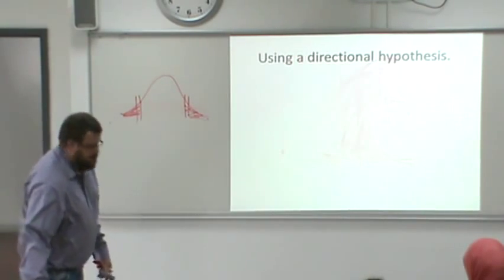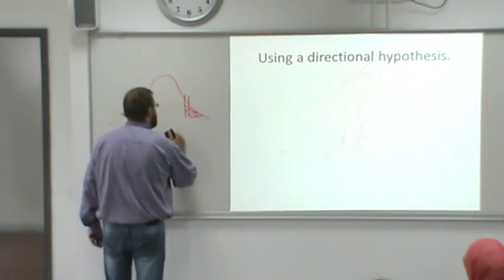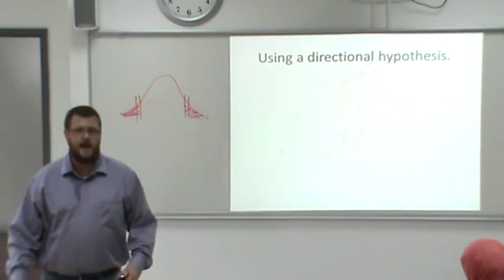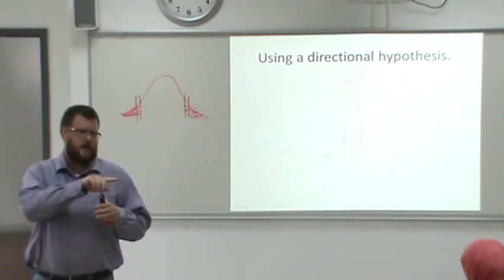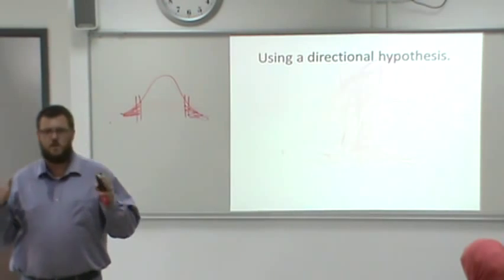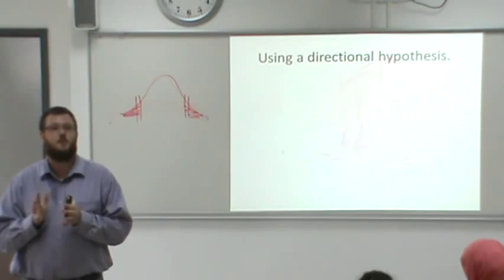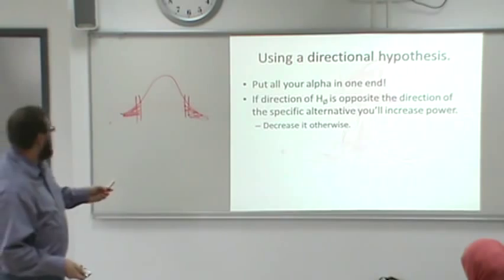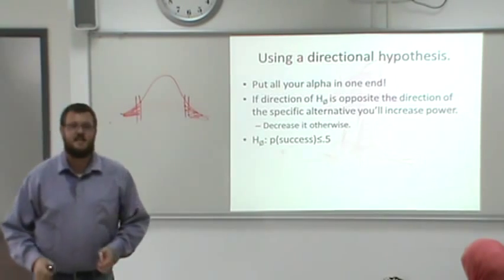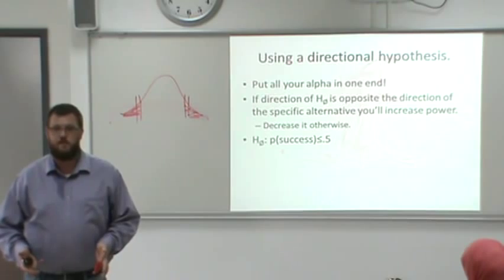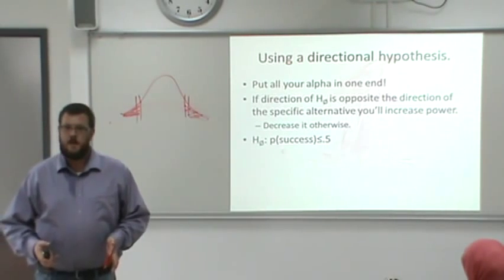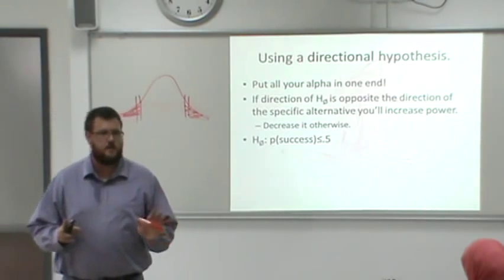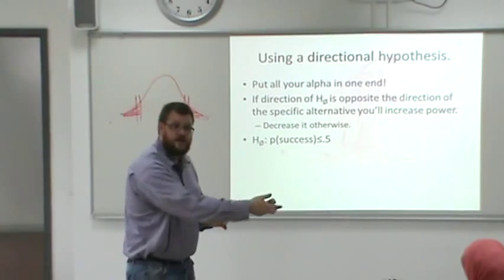Okay, so we just increased alpha. Now let's see what happens if we use a directional hypothesis. Previously we said that our null hypothesis was that the probability of success was equal to 0.5. What if instead we said the probability of success is less than or equal to 0.5? Less than or equal, which side now are we interested in? Which tail are we interested in? We're interested in the greater side, right?